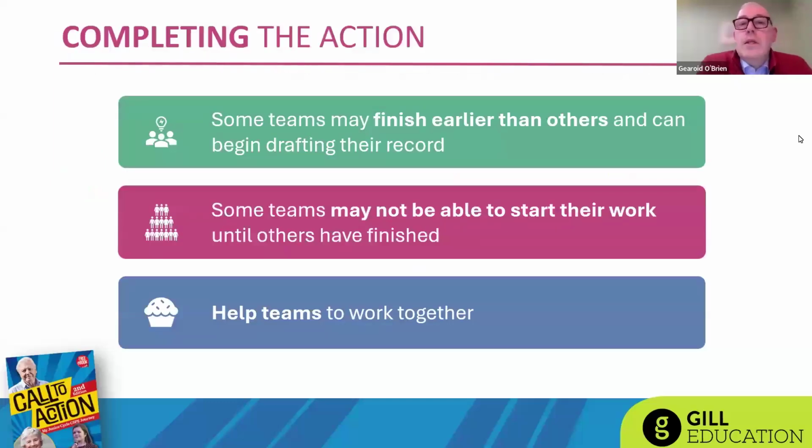So when it comes to completing the action, you may find that some teams are finished earlier. It depends on the type of project. We'll go back to the bake sale, for instance. In that case, you will have teams that are finished. The team that was selling will be finished faster than the people who are counting up the money and converting it, we say, into a check.